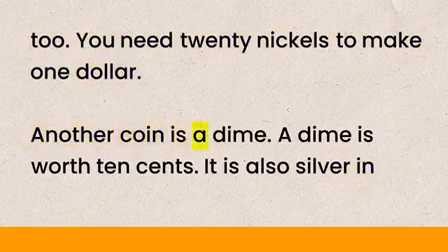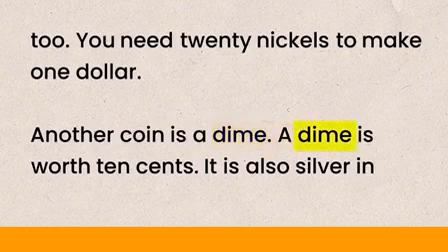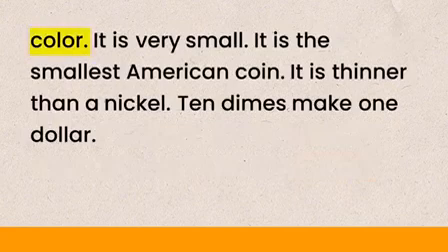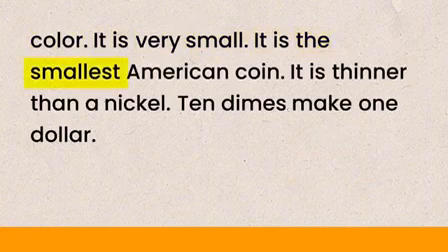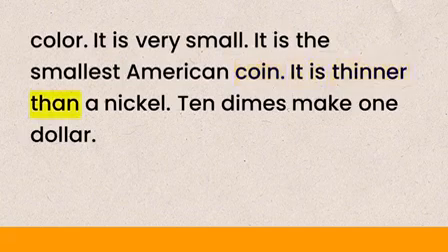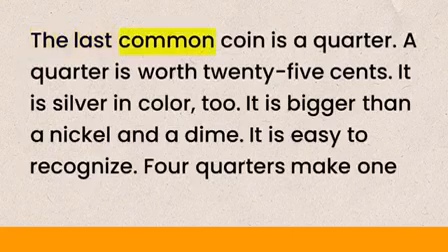Another coin is a dime. A dime is worth 10 cents. It is also silver in color. It is very small. It is the smallest American coin. It is thinner than a nickel. 10 dimes make $1. The last common coin is a quarter.